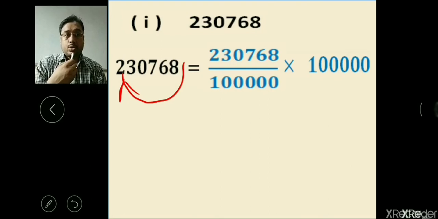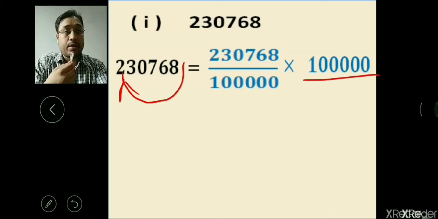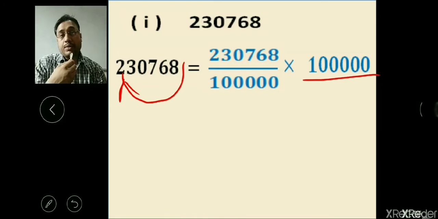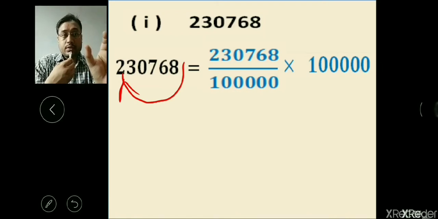Okay, so you want that the number should not change, only its form should change. So you will multiply the given number by the same number by which you have divided. You have divided with 1 lakh, so multiply also with 1 lakh here. Now you can see the number is coming in the standard form.